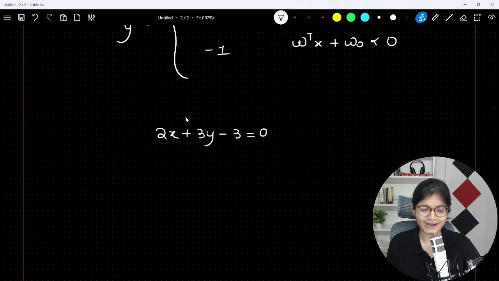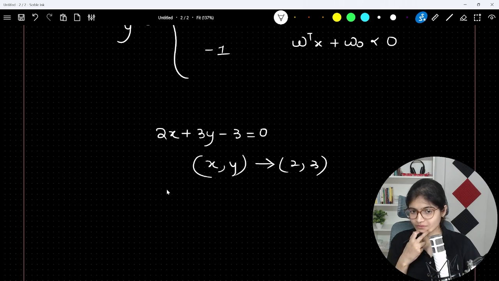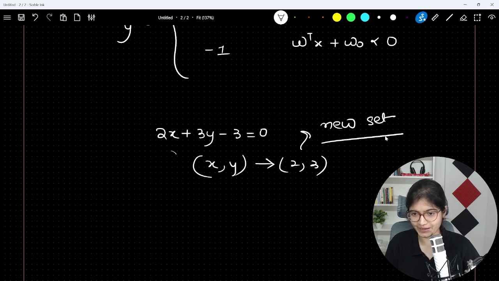If I provide you some values of x and y, in other words, if the value of x and the value of y is maybe 2, 3, then what you will observe, if you enter this specific data point, is that this is a new set of points that we have.